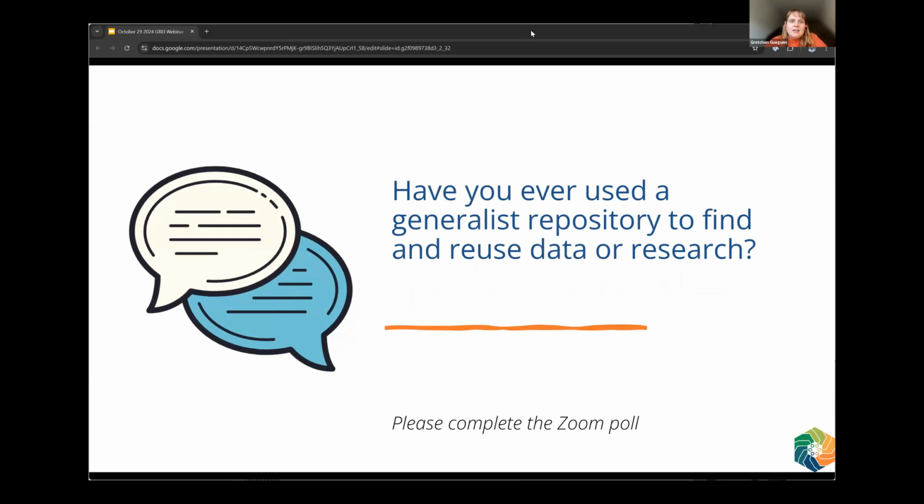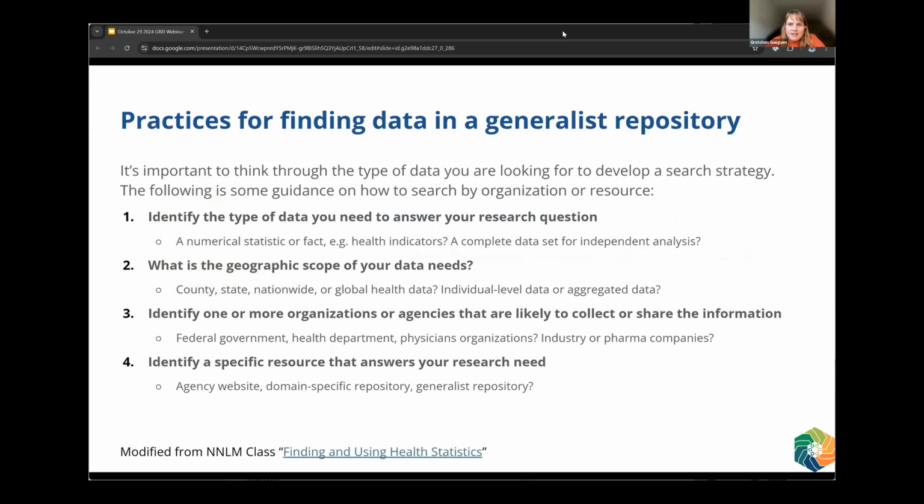Have you ever used a repository to find and reuse data or research? I'll give you a second. Pardon me. Okay. Great. So I'm going to move on then while you fill this out.